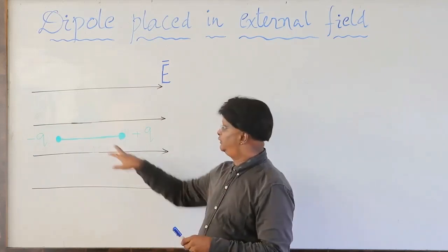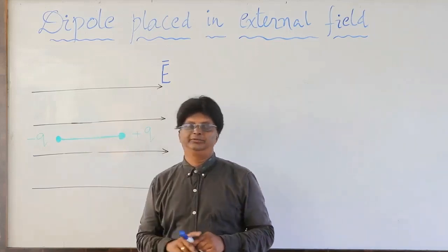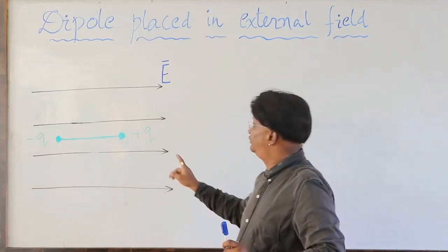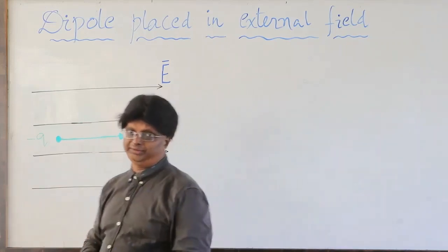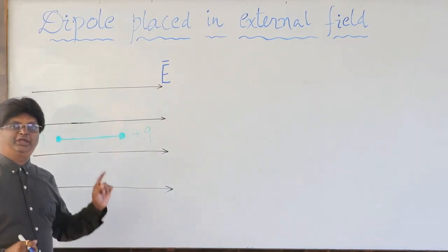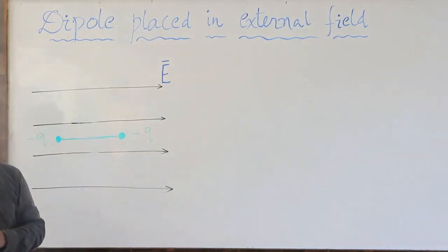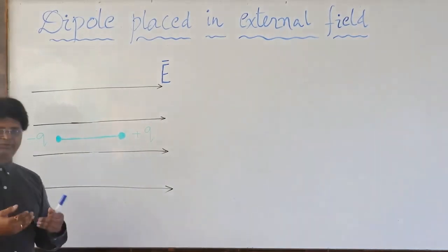Now supposing I want to rotate the dipole, a small rotation of the dipole about its center. Supposing I have done rotation of the dipole about its center, what happens?